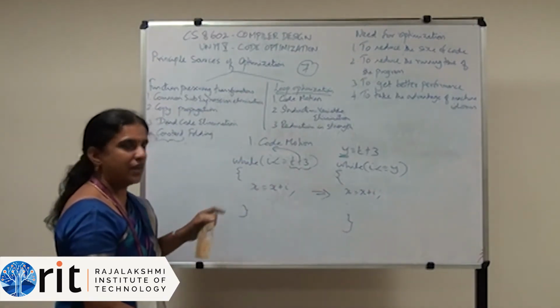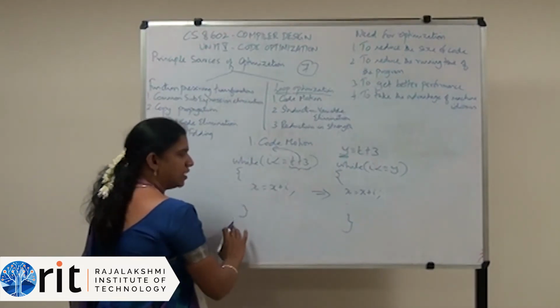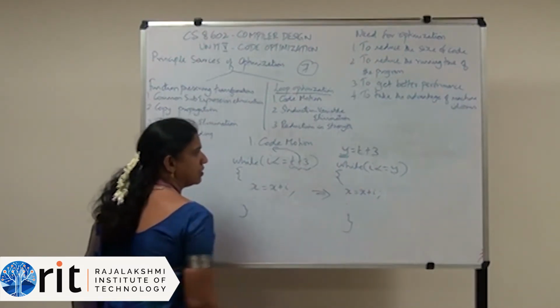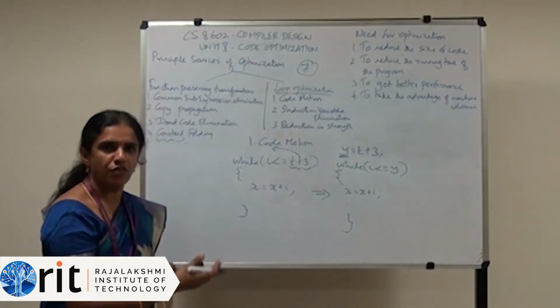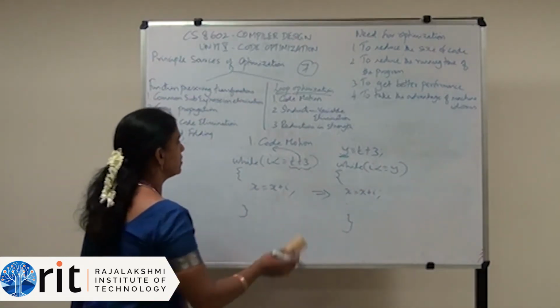Yes, so this is the technique behind code motion. These are the statements before optimization. These are the statements after optimization. Like this, I can use for loop, do while loop or any looping statements.